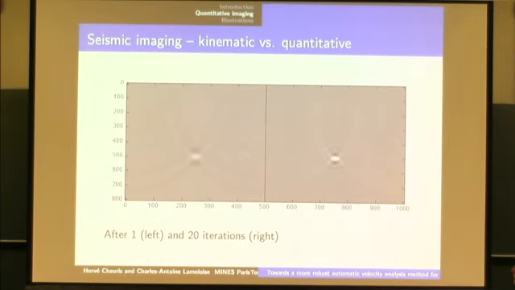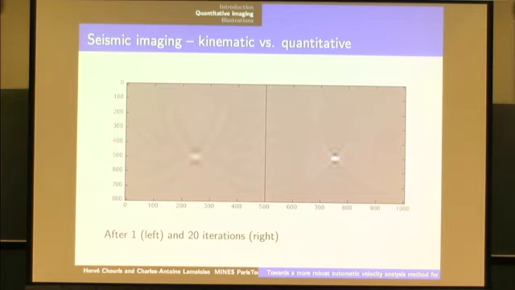So this is my reconstructed data after one iteration, and here after 20 iterations. And what I mean is not too bad. It means in terms of kinematic, I was able to find the position of the scatter here in the middle. And here, this is the position of the scatter, and same position. So that's not too bad. But of course, I have here better resolution. So I have better vertical resolution and better lateral resolution.